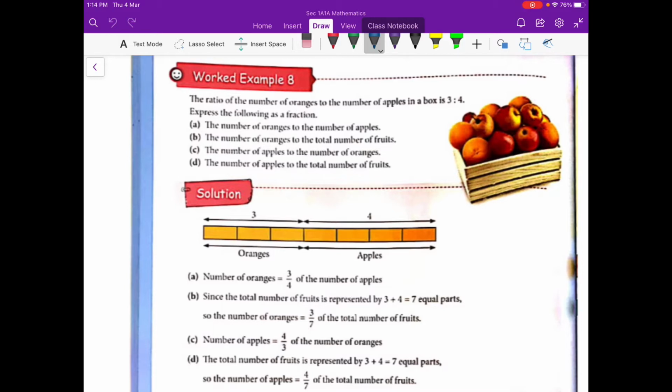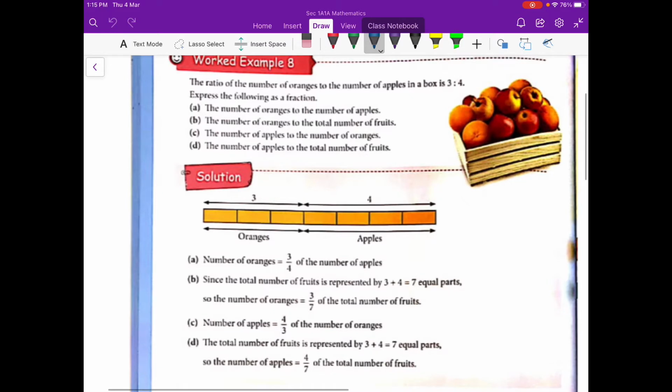So let's take a look at the working. 3 oranges to 4 apples. Looks like that in a bar, in a model. Okay, so in part A, number of oranges is 3 out of 4. 3 over 4 of the number of apples.